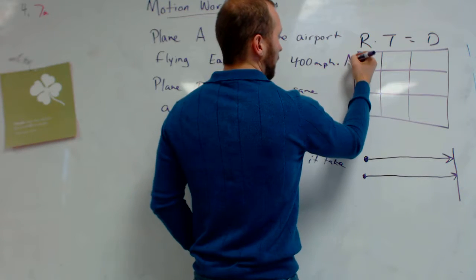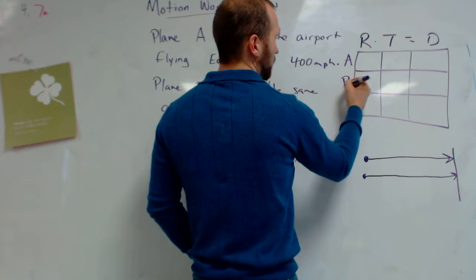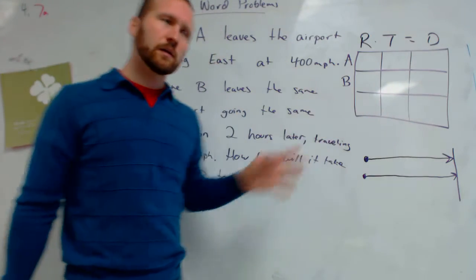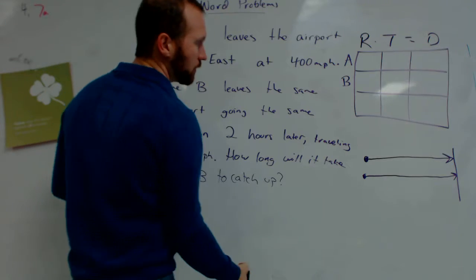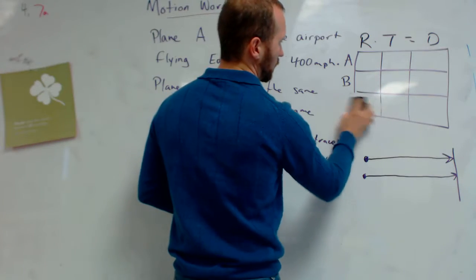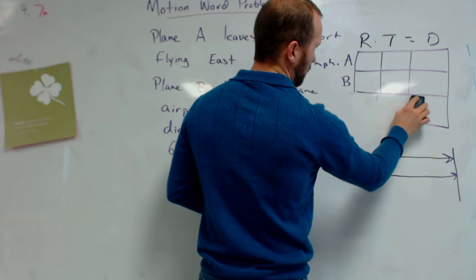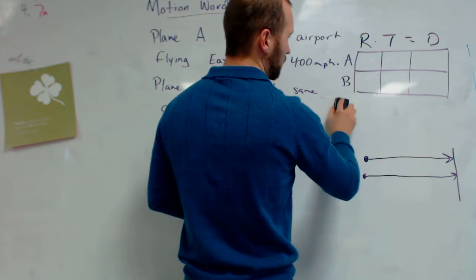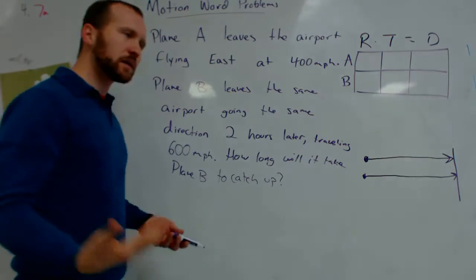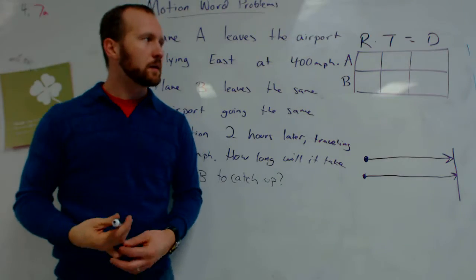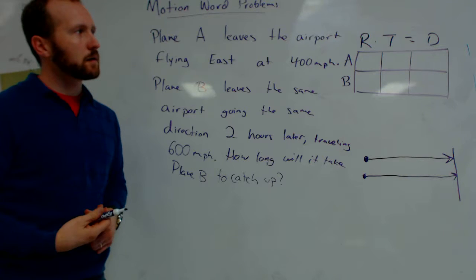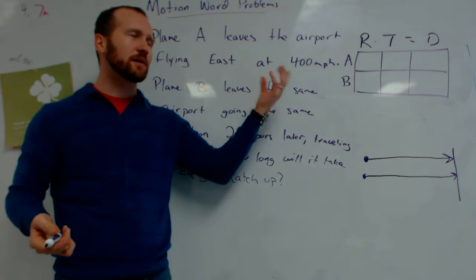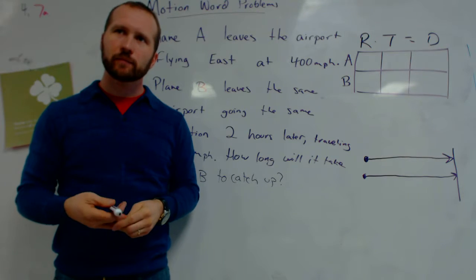Okay, plane A and plane B. Now in this case, I actually don't really need the total row, because I don't know the total distance. I don't know the total time. But I'm going to have to do a little bit of math in my head to figure out how to fill this chart in.